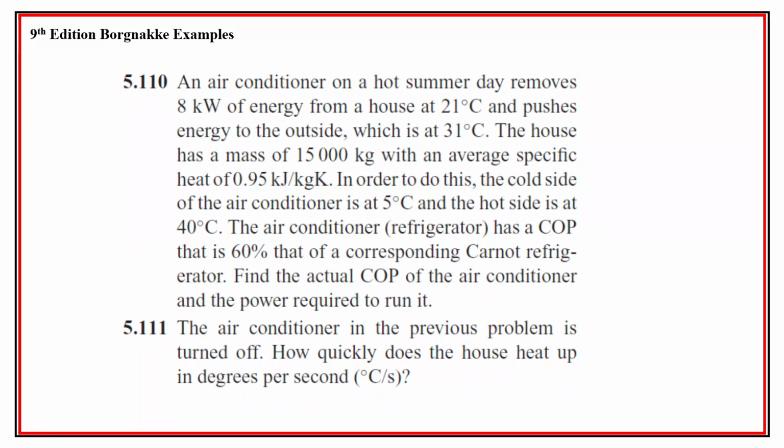So, if an air conditioner on a hot summer day removes 8 kilowatts of energy from a house that's at 21 degrees Celsius, and pushes the energy to the outside, which is 31 degrees Celsius. I should learn this in Fahrenheit because I have no idea what those are in American units. The house has a mass of 15,000 kilograms and an average specific heat of 0.95 kilojoules per kilogram Kelvin, which is really like treating it like a solid, I guess you would say.